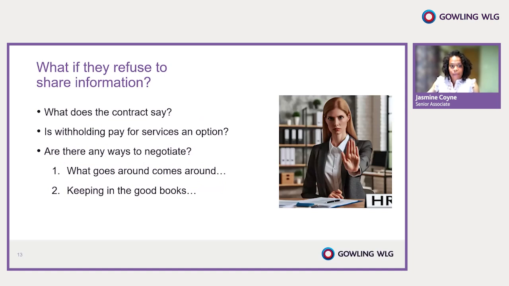So what can you do if, despite your best efforts, the outgoing employer will not share the required information? Of course, from the point of view of the client, the first thing to check is the contract between the client and the current provider and consider what requirements there are about provision of information by the current contractor and what the requirements are about timing and when it must be provided.